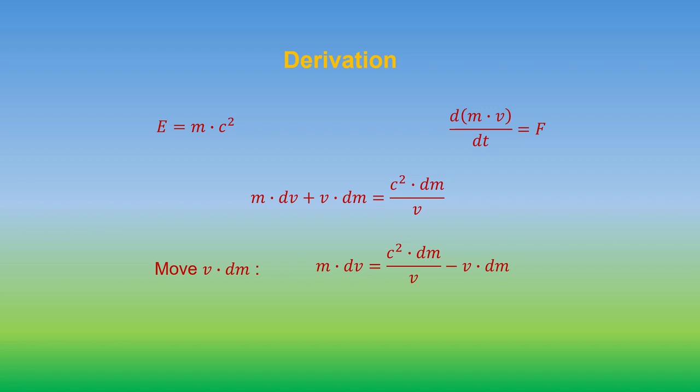Take v times dm to the right-hand side. m times dv equals c squared times dm over v minus v times dm. Let's put this last term into the fraction. m times dv equals c squared times dm minus v squared times dm, all of that divided by v. And we take the common factor dm out of the fraction. m times dv equals (c squared minus v squared) over v times dm.